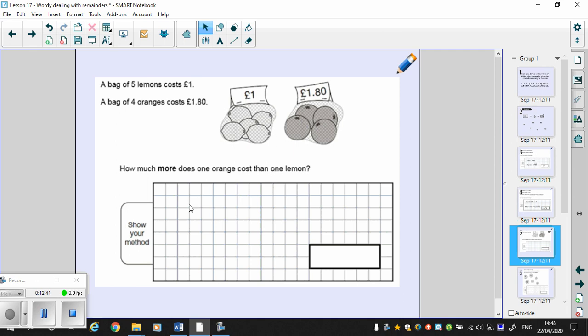So obviously our first step is to work out how much 1 lemon costs. Our second step is to work out how much 1 orange costs. And our third step is to work out the difference. Pause the video now and have a go at working it out. Good luck.